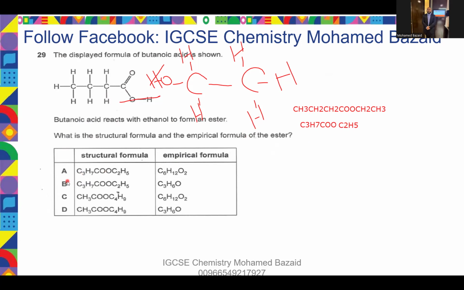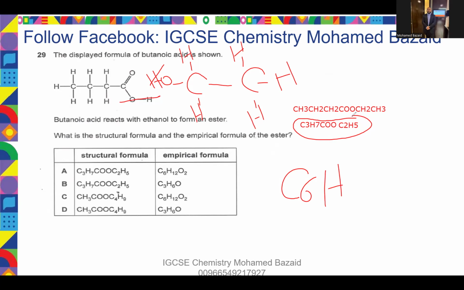To find the empirical formula, I have to write the molecular formula, then simplify. To write the molecular formula, count the total number of carbon atoms. Here you have C3 and the C, it is C4, and the C2, it is C6.